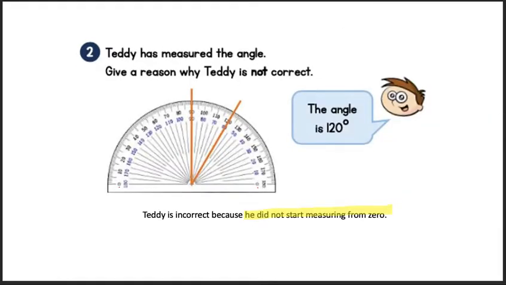Question 2. Teddy has measured the angle. Give a reason why Teddy is not correct. Teddy has said the angle is 120 degrees, and the simple fact of the matter is Teddy is incorrect because he did not start measuring from 0. You can see here.